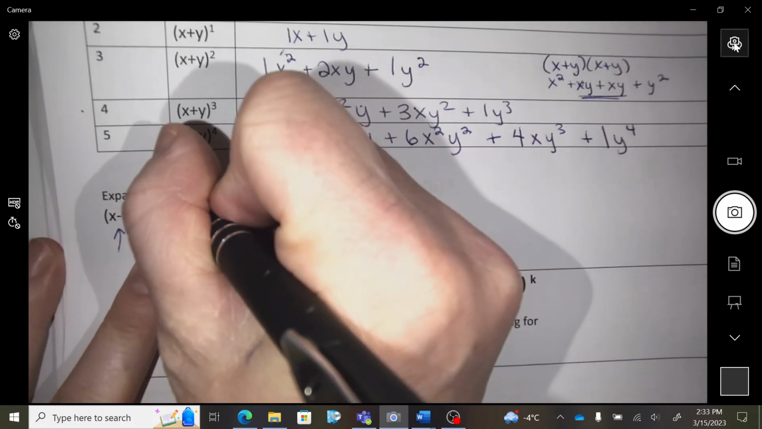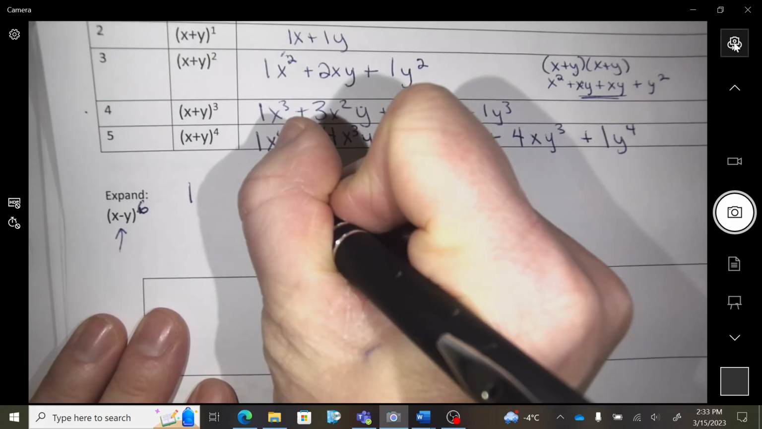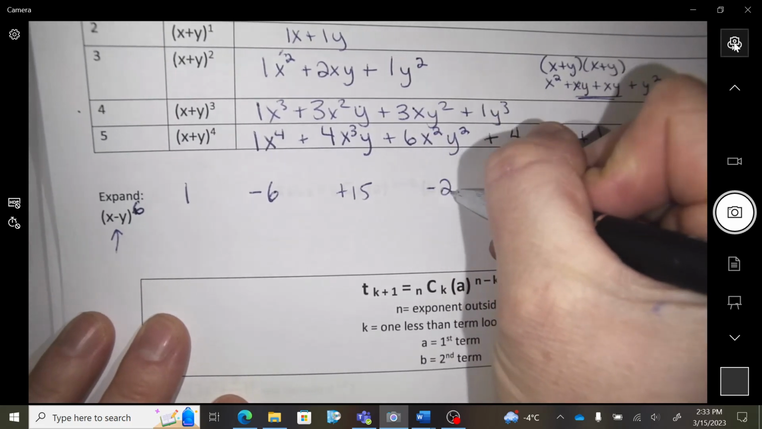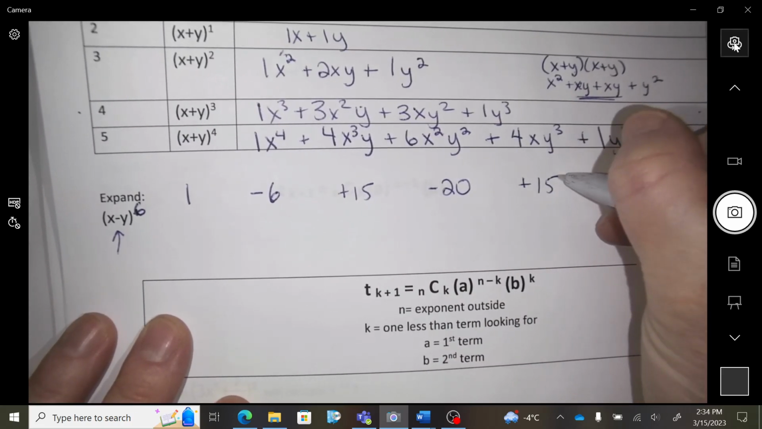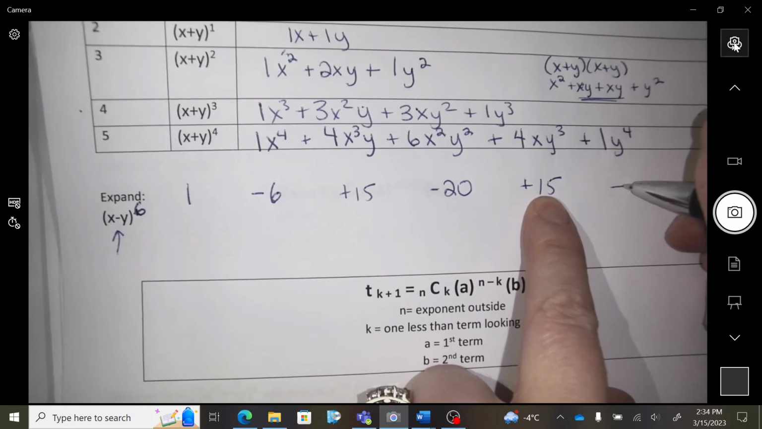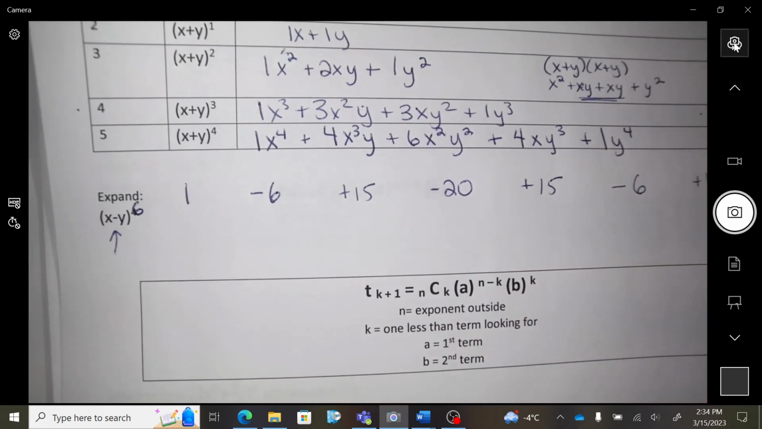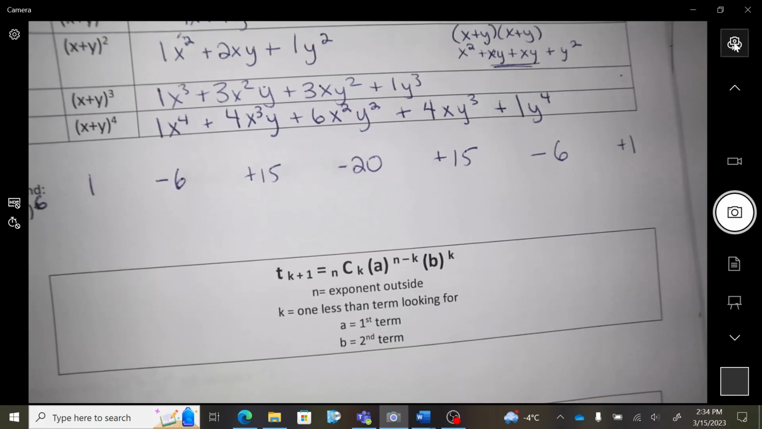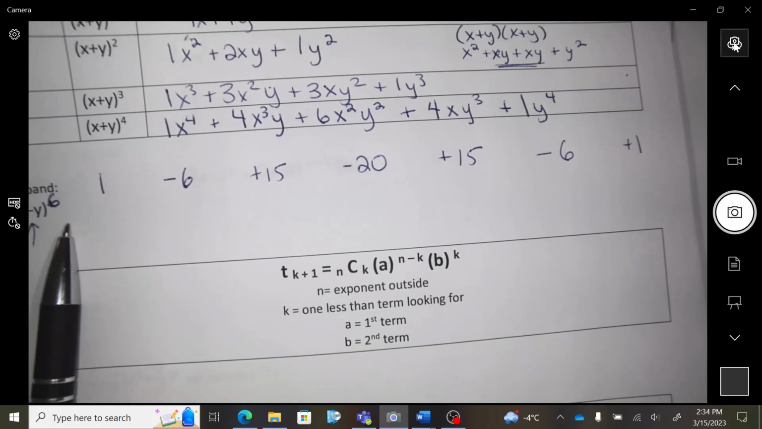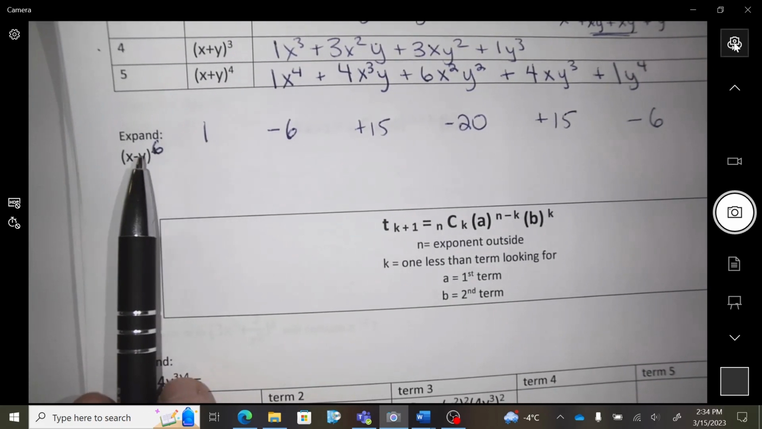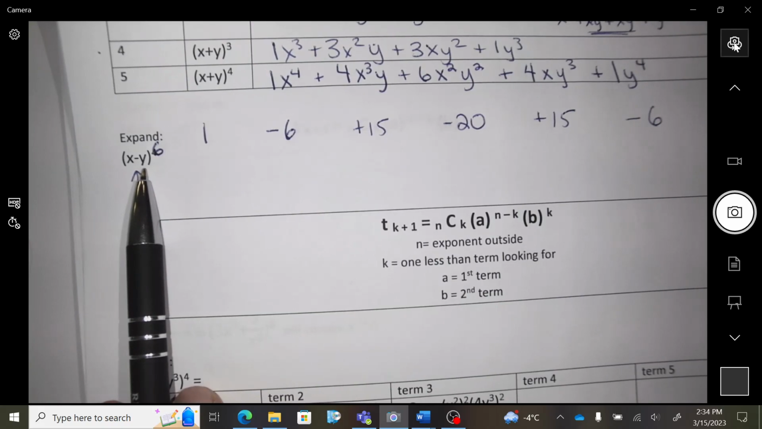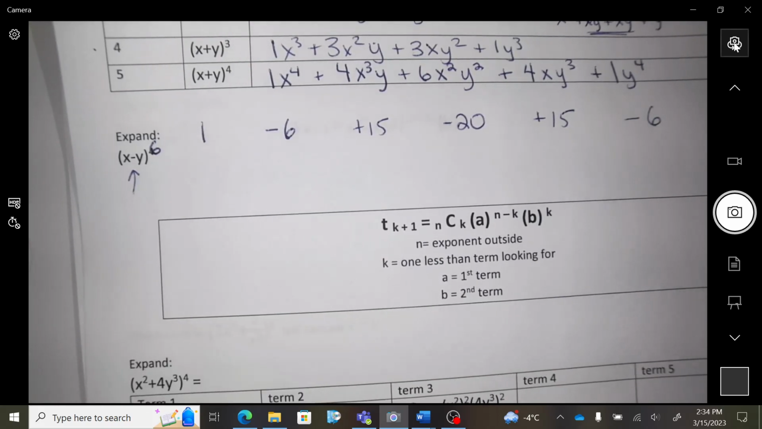So I'm going to write 1, I'm going to leave some space, -6, positive 15, negative 20, positive 15, negative, positive, negative, positive. Those are my numbers. Okay, so when there was a negative involved here, this is positive, this is negative, then the first term starts positive, the second term will start negative then. Okay, so you have to pay attention to that.